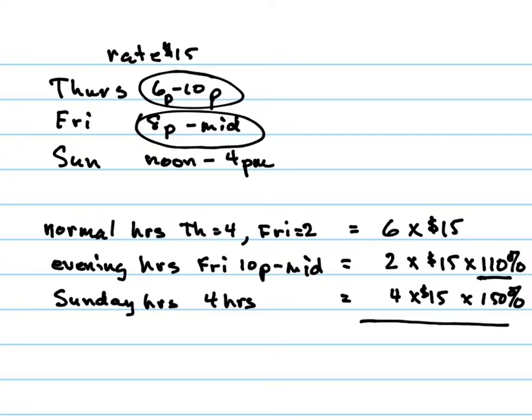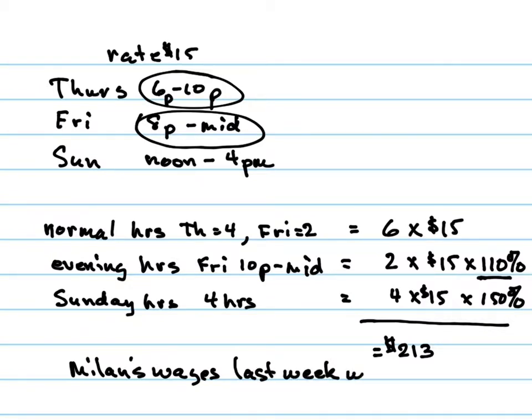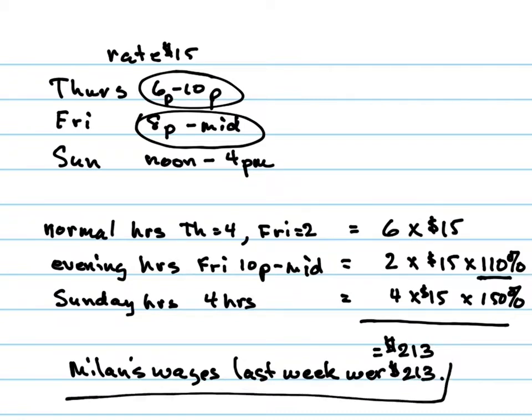Right? So if you take all of those things, multiply them all out, you're going to get a total of $213. And of course, we have to make sure we write this in a sentence. So Milan's wages last week were $213. Complete sentences for all of your answers, please.